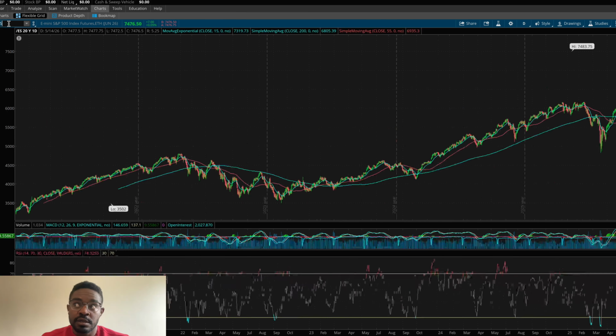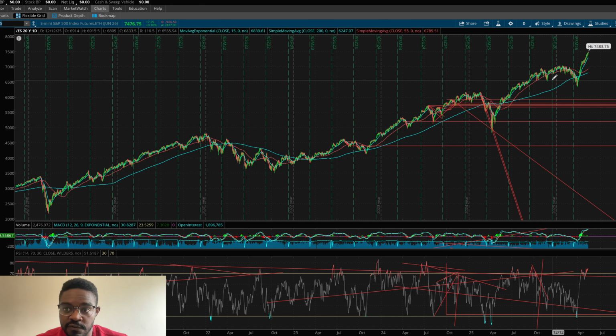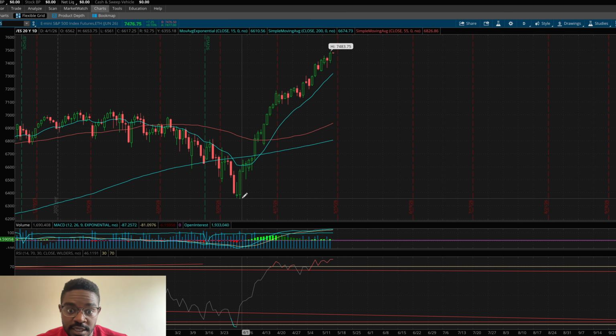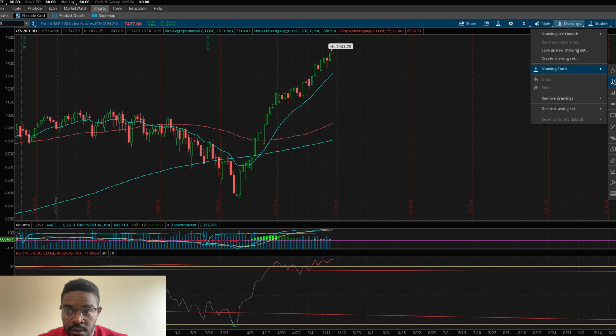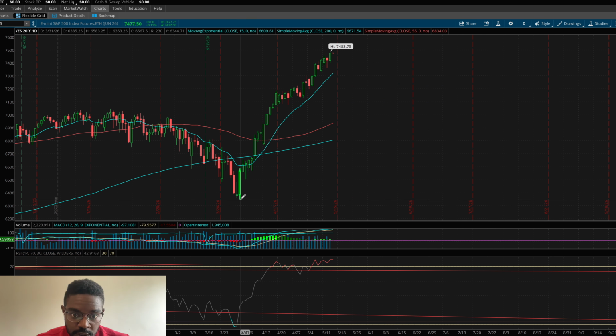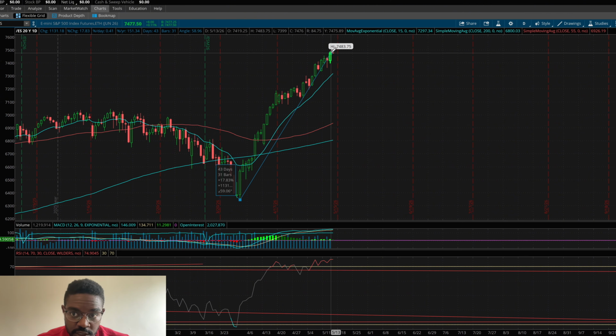So the SPY, crazy move. Like, look at this. This is insane right here. Look at this move right here. Let me move back to this one so I can show you how big of a move this is, guys, because 17, almost 18% move from that bottom, almost straight up.